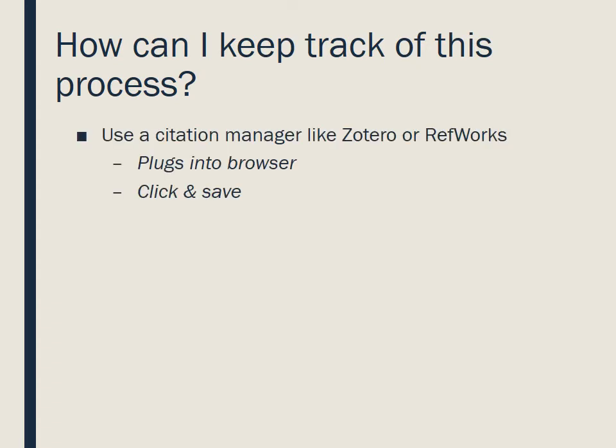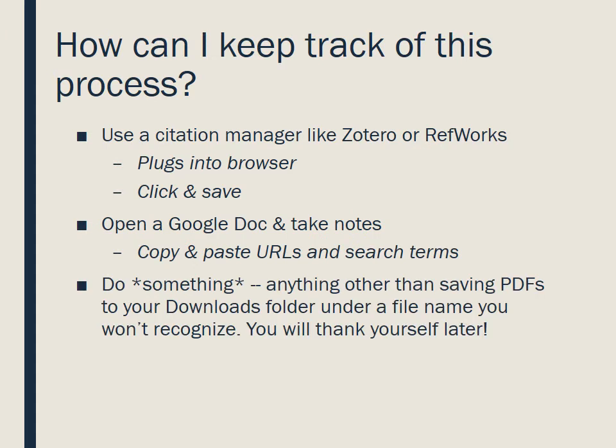As you're doing a literature review or annotated bibliography, I would encourage you to use a citation manager like Zotero or RefWorks. If you're doing a group project, you can share your RefWorks or Zotero folders with your group members, and you can plug it into your browser so you can just click and save items as you go. But if you don't use a citation manager, you still need to do something to keep track of your process of finding literature. So that can just be opening up a blank document to take notes, or do something to organize your findings.